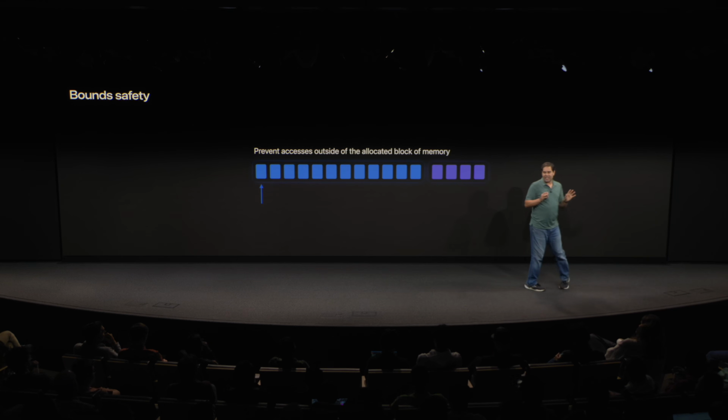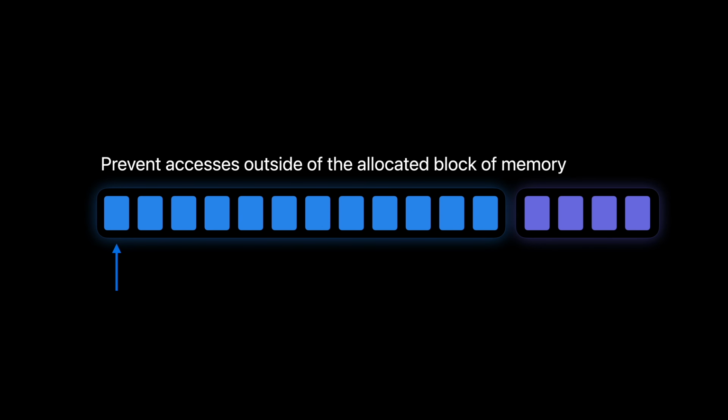Bound safety is the easiest one. This is checking to ensure that accesses into a block of memory don't go outside that block of memory. As we've seen in C, you can adjust a pointer past the end of an allocated block and then go read or modify some other unrelated value, causing a memory safety issue.